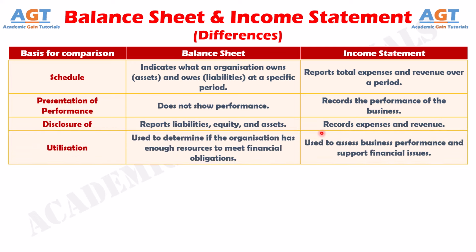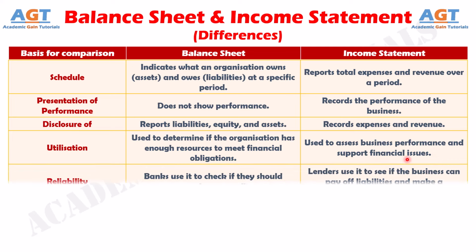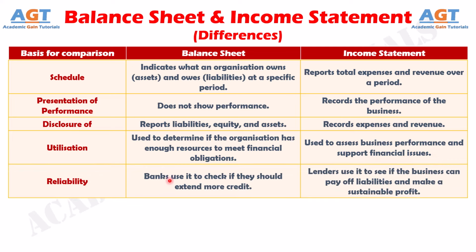Number 4. The balance sheet is used to determine if the organization has enough resources to meet financial obligations, whereas the income statement is used to assess business performance and support financial issues. Number 5. Banks use the balance sheet to check if they should extend more credit, whereas lenders use the income statement to see if the business can pay off liabilities and make a sustainable profit.